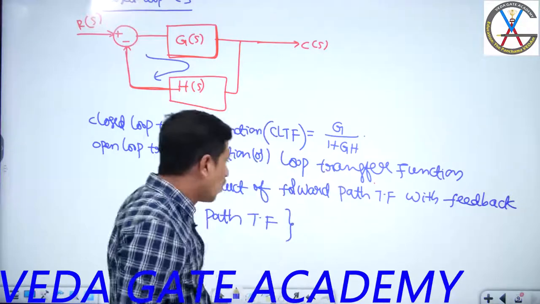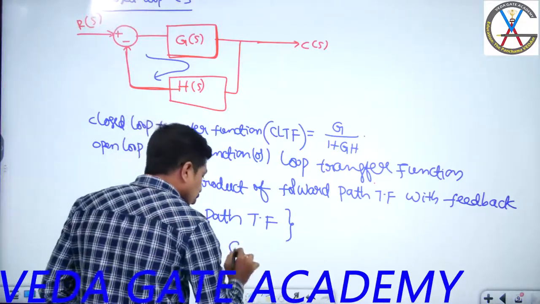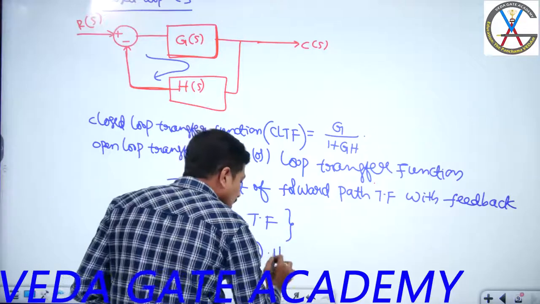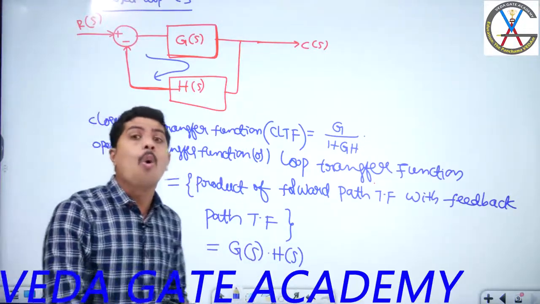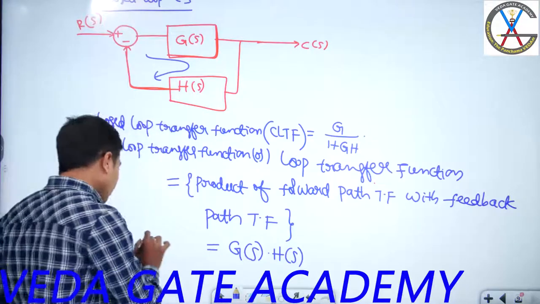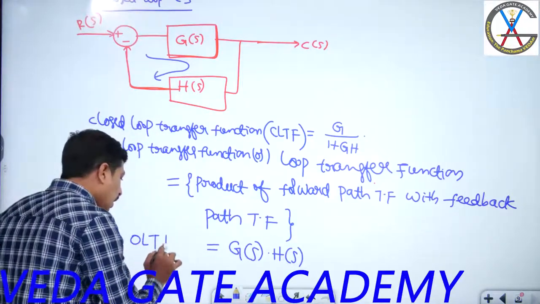Both you multiply. What is there in the forward path? That is G of S. What is there in the feedback path? That is H of S. G of S into H of S is called the open loop or loop transfer function. I'll write it as OLTF.